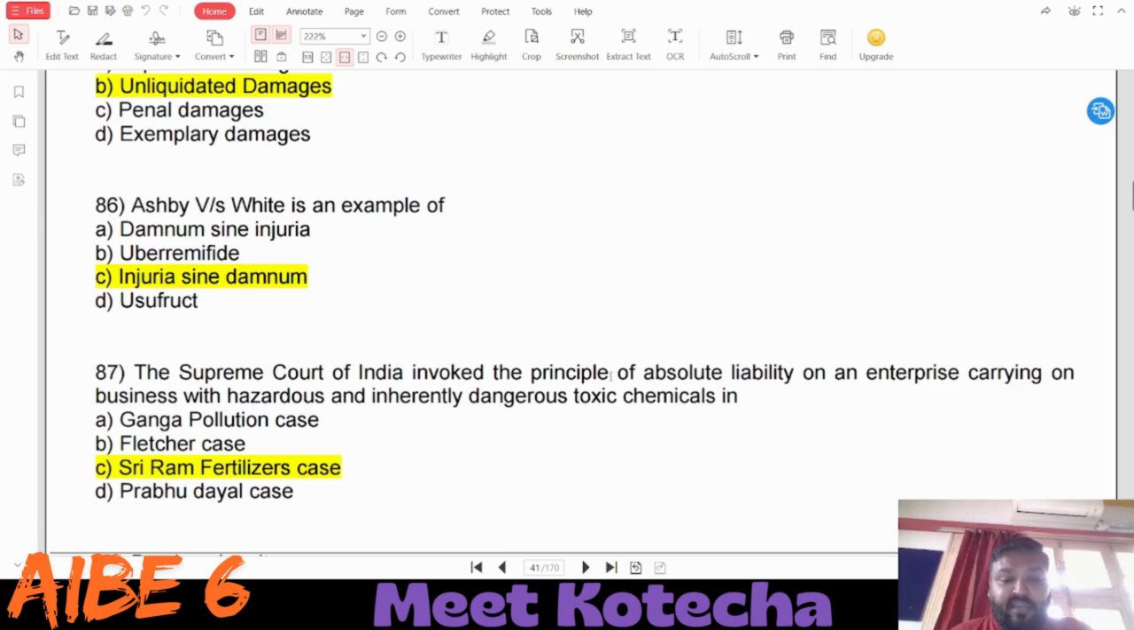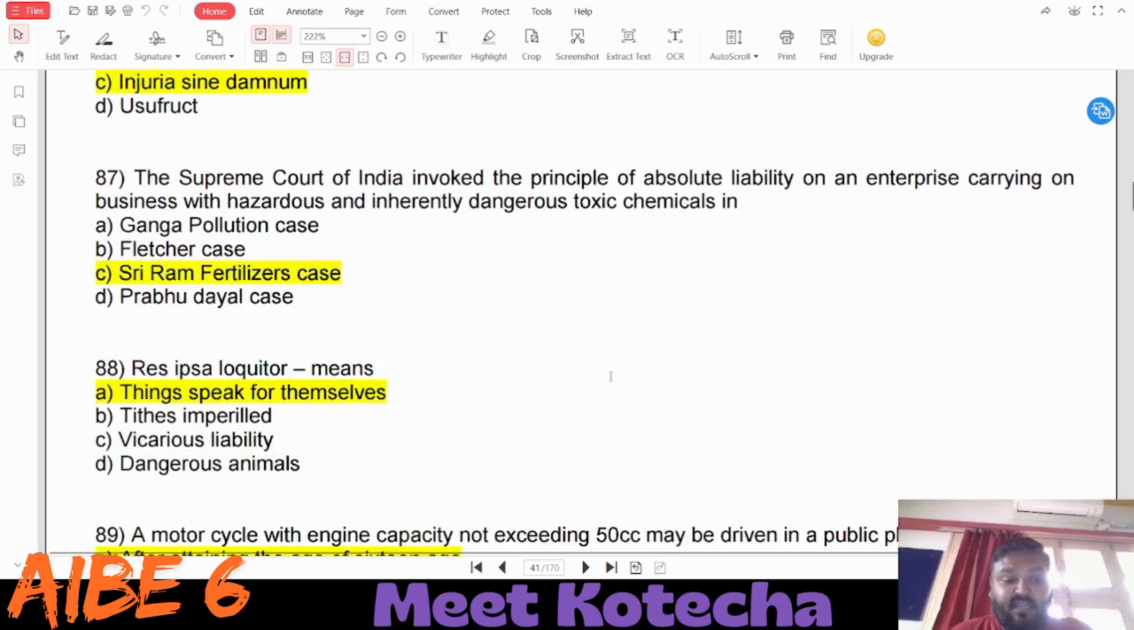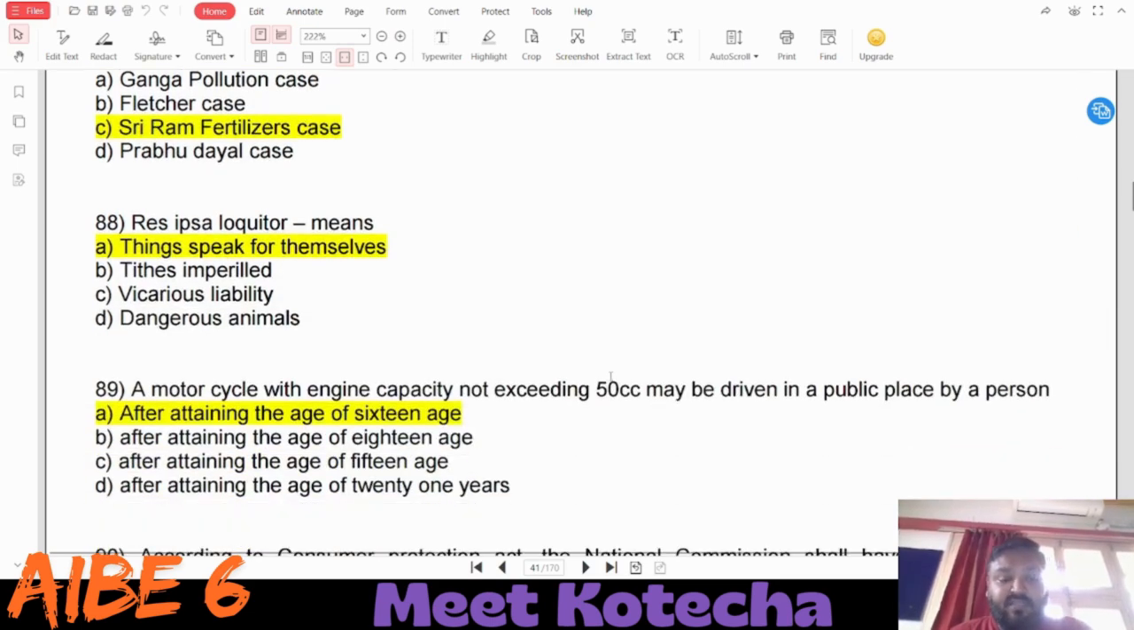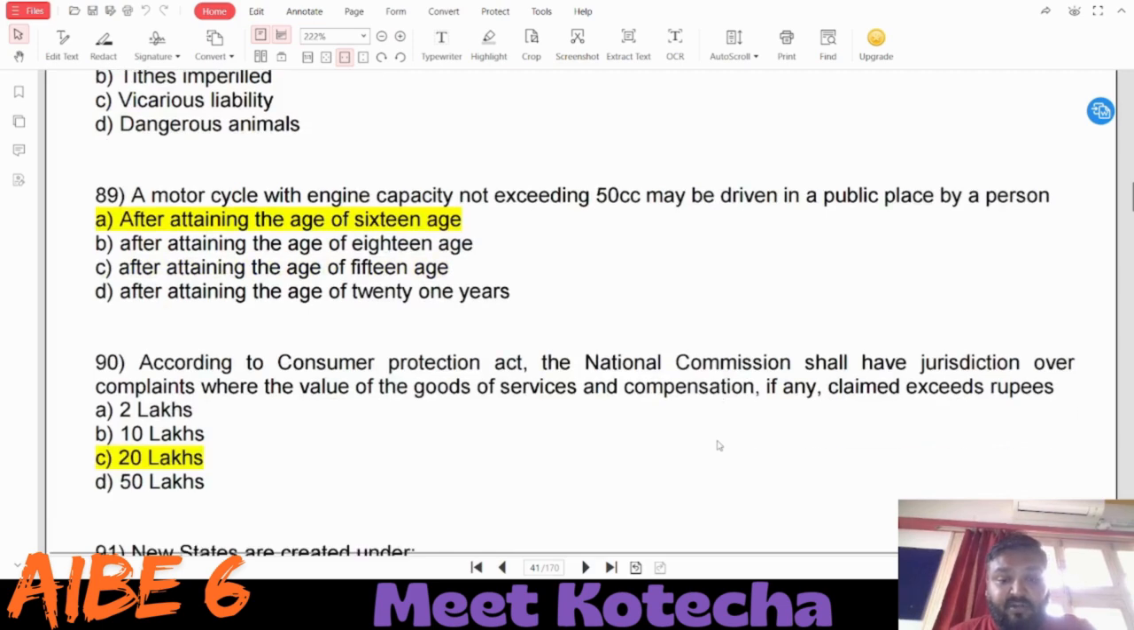The Supreme Court of India invoked the principle of absolute liability on enterprises carrying on business with hazardous and inherently dangerous toxic chemicals in the Shriram fertilizer case. Res ipsa loquitur means the thing speaks for itself. A motorcycle with engine capacity not exceeding 50 cc may be driven in a public place by a person after attaining the age of 16. According to the Consumer Protection Act, the National Commission shall have jurisdiction over complaints where the value of goods, if any, exceeds 20 lakhs.